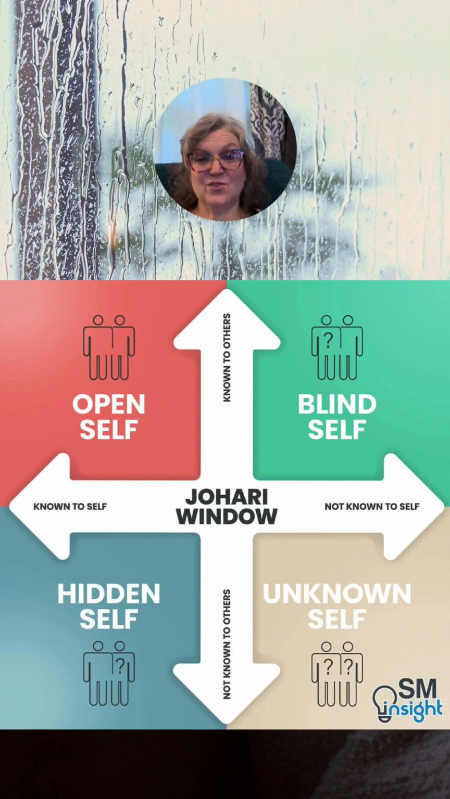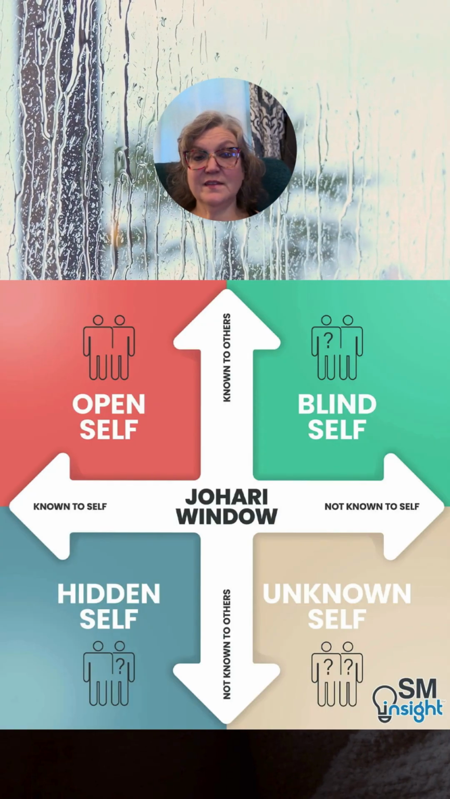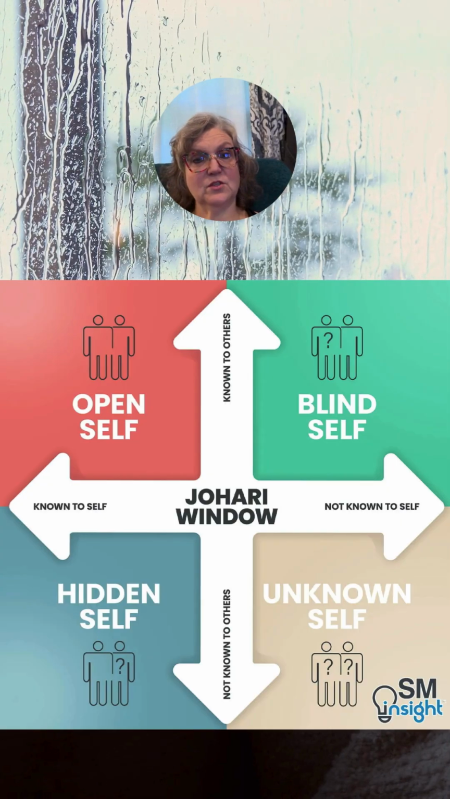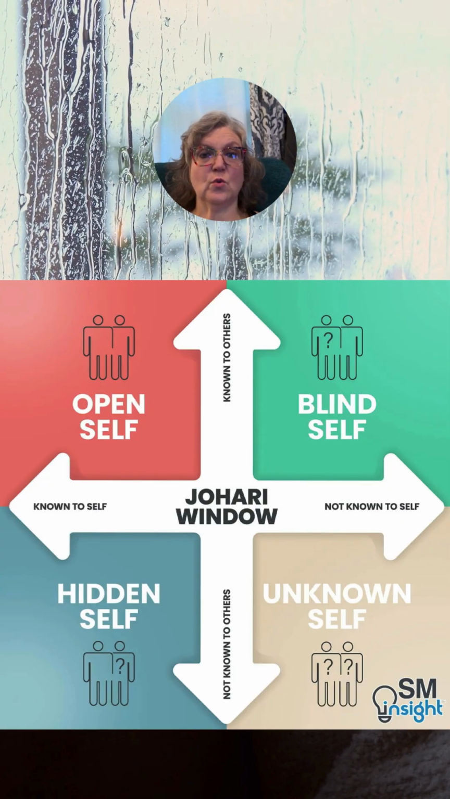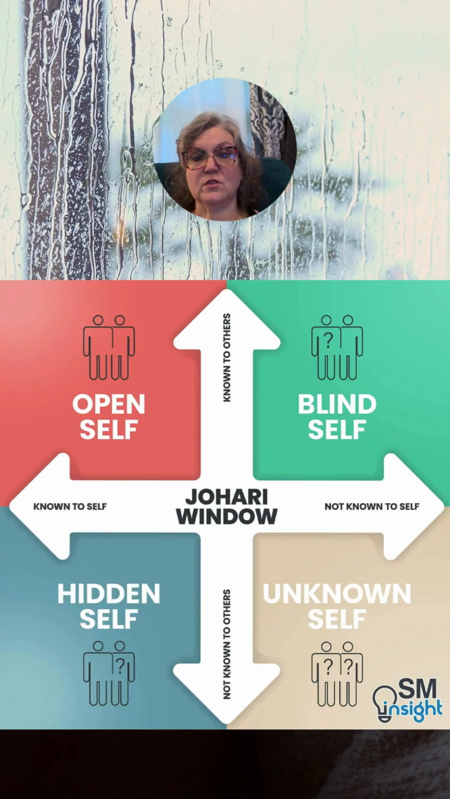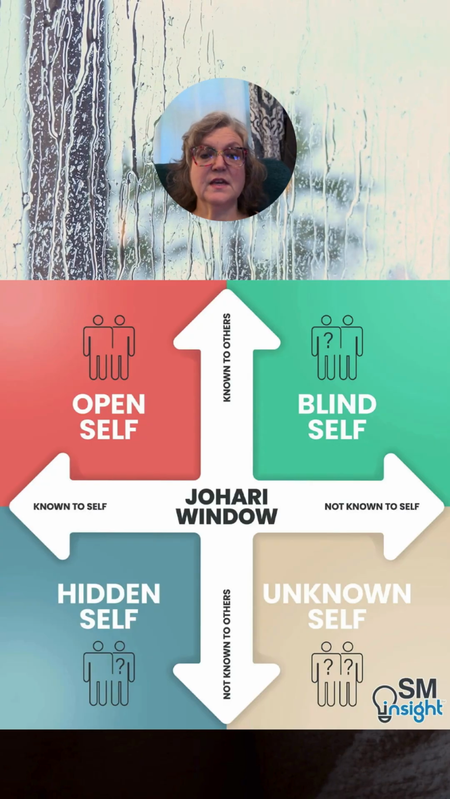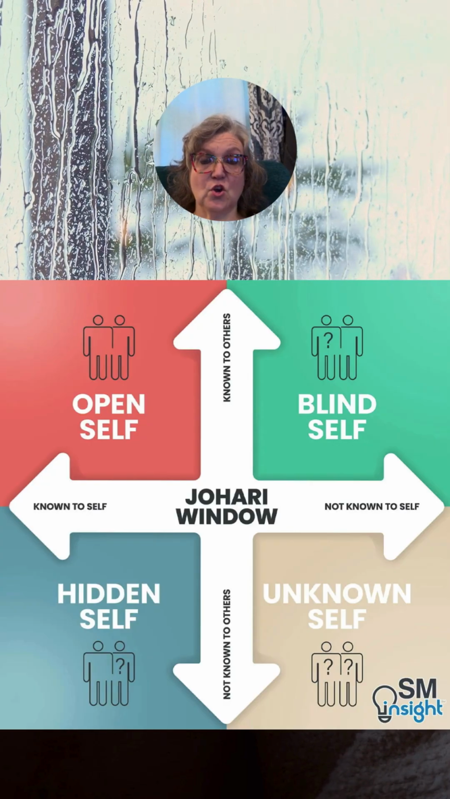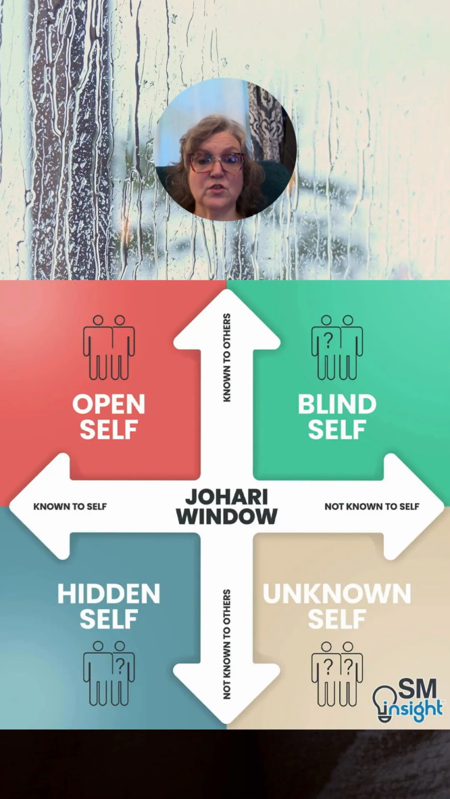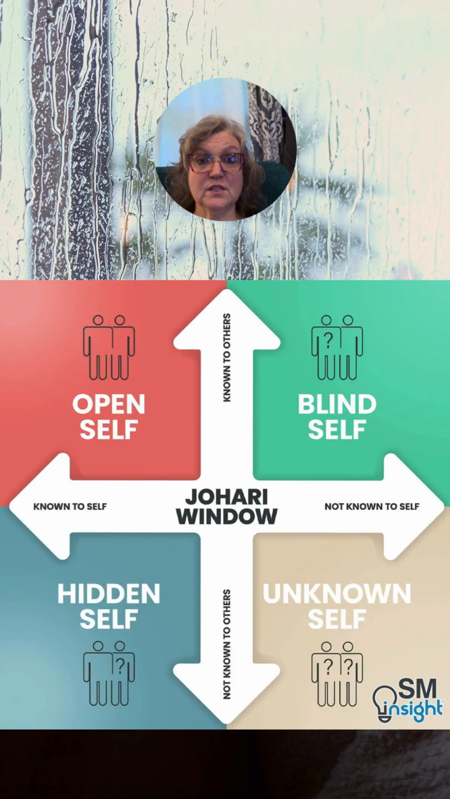And then to the bottom right is going to be your unknown self. And that's things that you haven't discovered about yourself yet. And then things that other people haven't discovered about you yet, like maybe unknown potential, or maybe as you get older, you change and evolve in different ways. So, those are the four parts of the Johari window. And I'm going to walk you through some questions for each of these so you can explore them in depth.